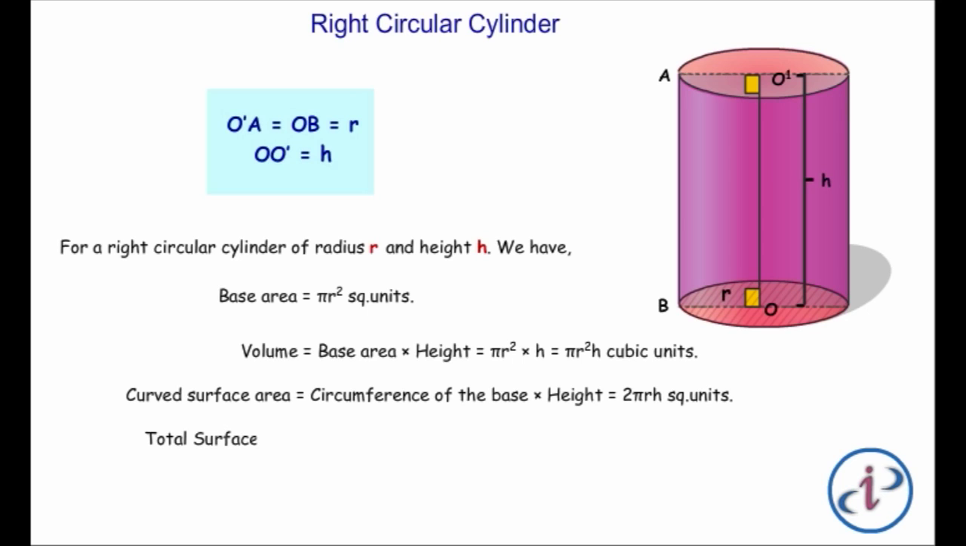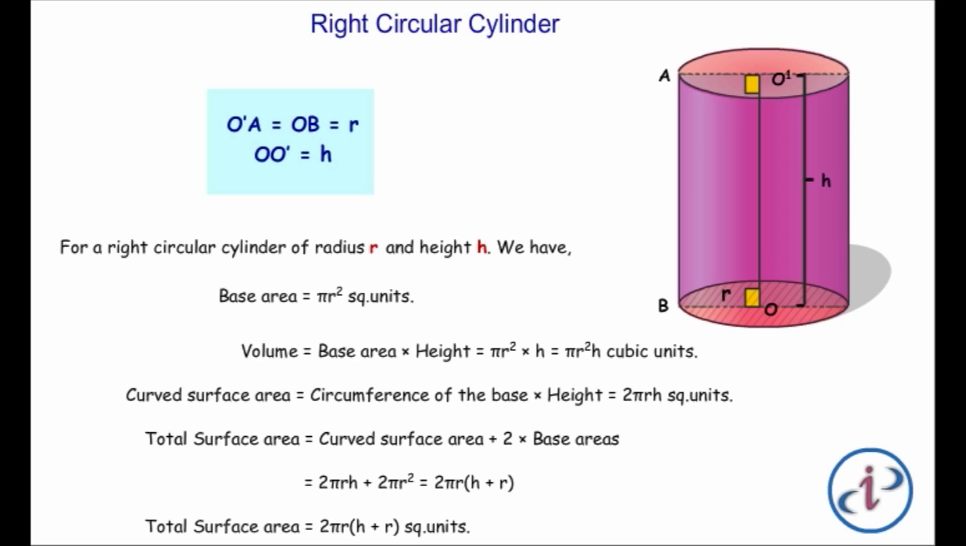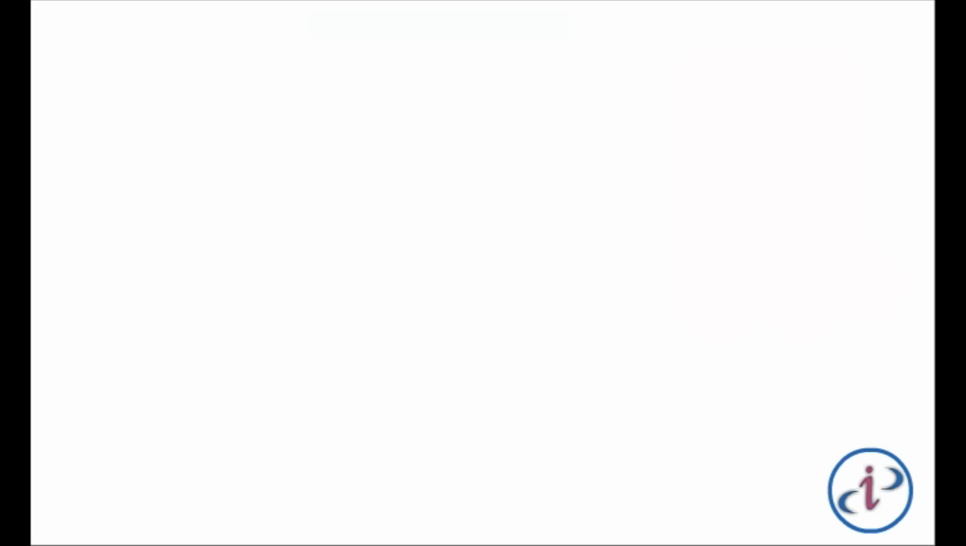Total surface area is equal to curved surface area plus 2 times base areas of the cylinder. It is equal to 2 pi r h plus 2 pi r squared. Taking 2 pi r as common, we get 2 pi r times (h plus r). Thus, the total surface area is equal to 2 pi r (h plus r) square units. Let us do a few problems on surface area and volume of cylinder.